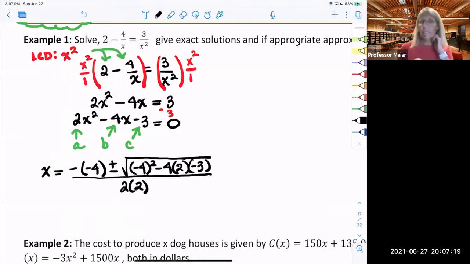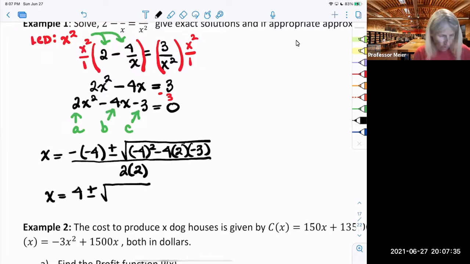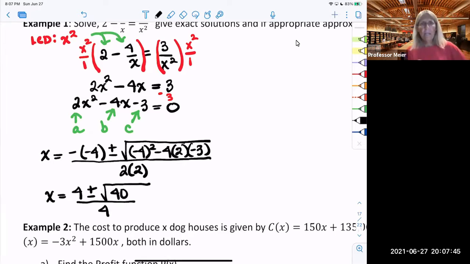Again, here's a good place to stop the video and work this out for yourself, and then come back and check with me. Okay, as I keep going here, x is going to be, this is a double negative on the 4, so that's going to be 4 plus and minus. Now inside my square root, if I type that in my calculator, watch out for the double negatives, you're going to get a 40 in there, and that's all divided by 4.